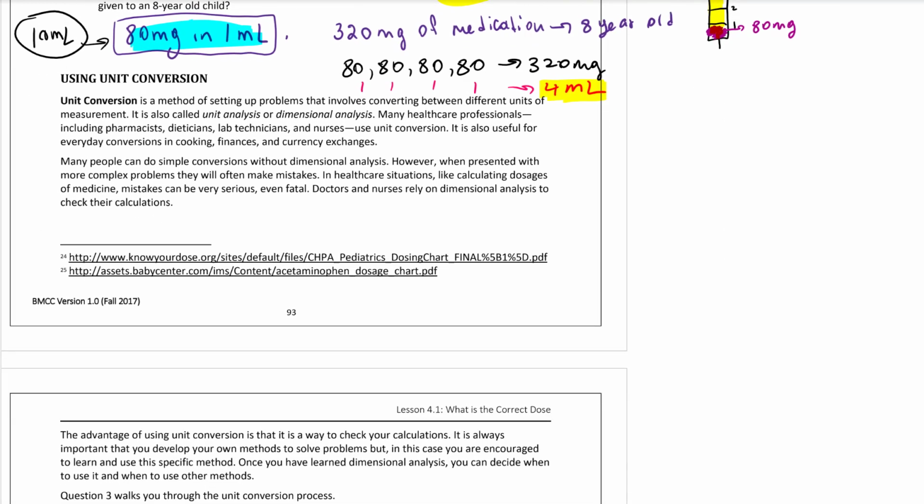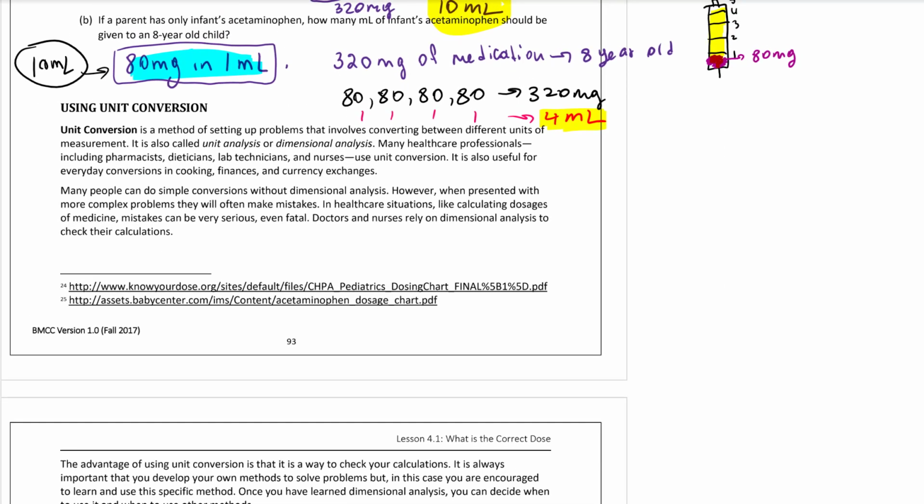Here we say that we're going to talk about a unit conversion. A unit conversion is a method of setting up a problem that involves converting between different units of measurement. It's also called unit analysis or dimensional analysis. Many healthcare professionals, including pharmacists, dietitians, lab technicians, and nurses, use unit conversion. It's also useful for everyday conversion in cooking, finances, and currency exchanges.